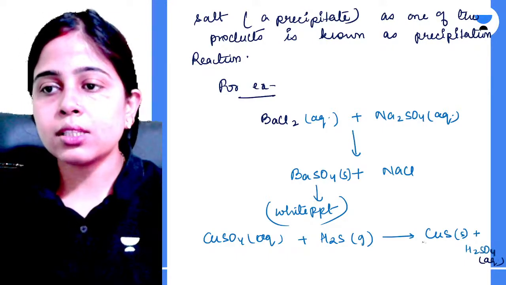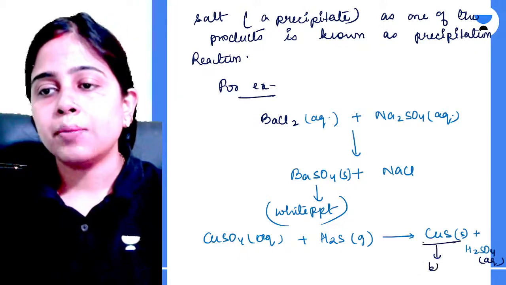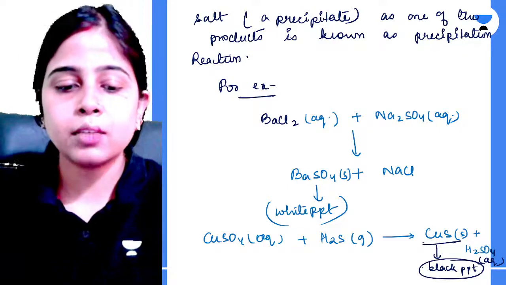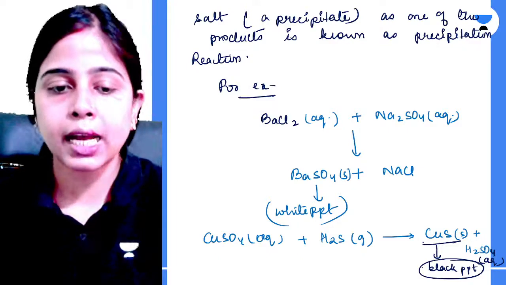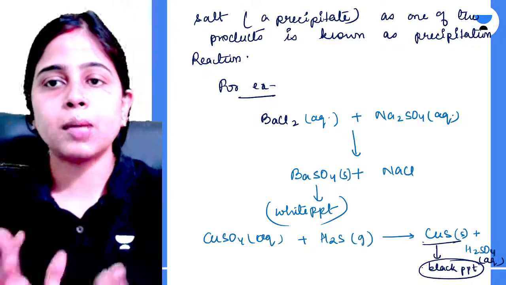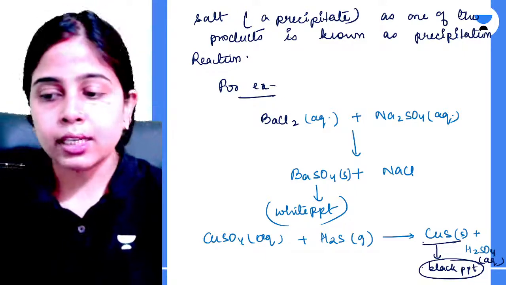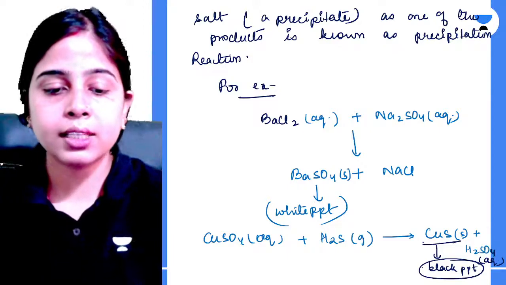Okay, so this cupric sulfide or copper sulfide is the black colored precipitate that you obtain. Black colored precipitate that you obtain, and this is again your precipitation reaction as double displacement reaction as precipitation reaction. Clear all of you? Am I clear till here? Any doubt anyone is having?